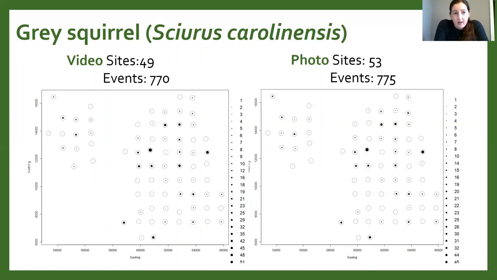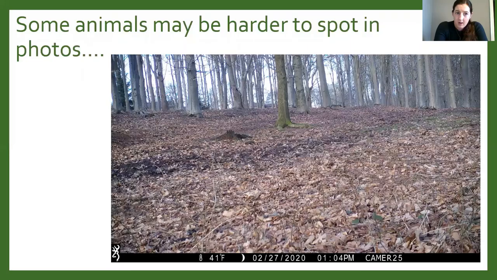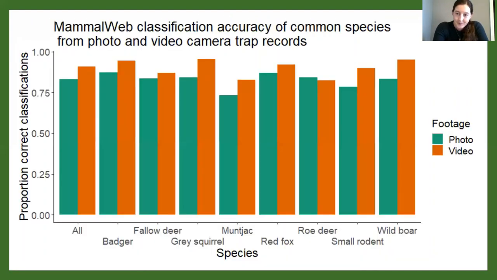However, even if we think some species are being picked up at more sites by the photographs, some animals can actually be a lot harder to spot in a photo compared to a video. Now, I'm going to tell you that there is a grey squirrel in this photograph. But if you are struggling to spot it, then you're very much not alone.